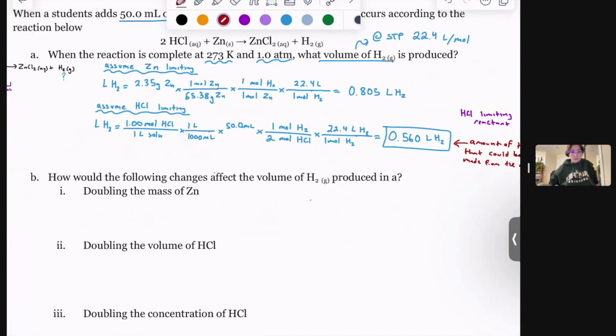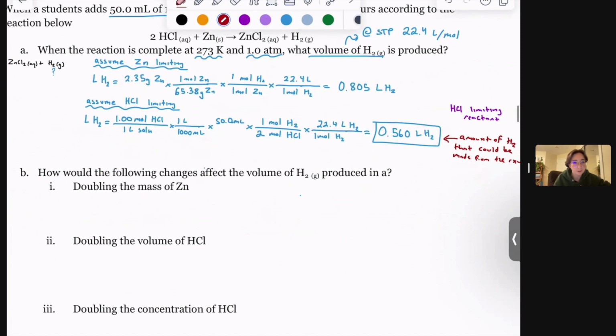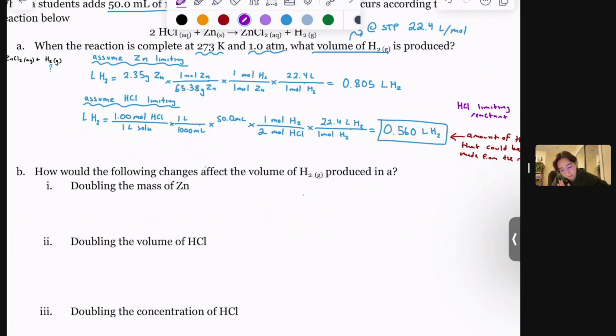Okay, so let's think through how this would change if we had different conditions. What if I doubled the amount of zinc? Sometimes this is just theoretical, like do it in your head. But sometimes, like for me, I just prefer always calculating it. I don't like doing too many math tricks in my head because I always mess them up. So personally, I'm going to just calculate them. If you want to do little tricks to save yourself some time, you totally can, but I tend to just calculate this stuff.